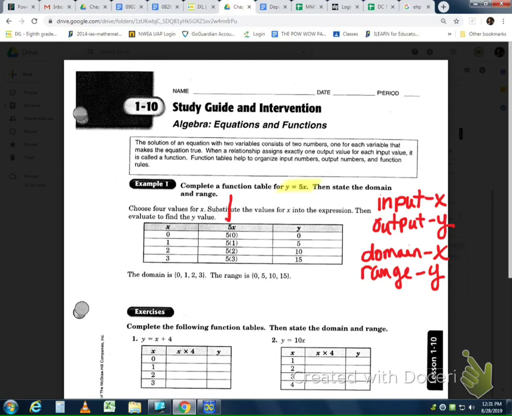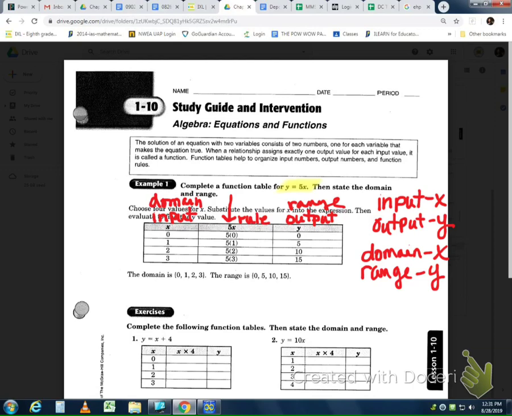This is the rule in the middle. So on the left, that is your input, also called domain. The middle is the rule, whatever the equation is. The y column is the output, also known as the range. So the rule for this is y equals 5x. That means 5 times x.